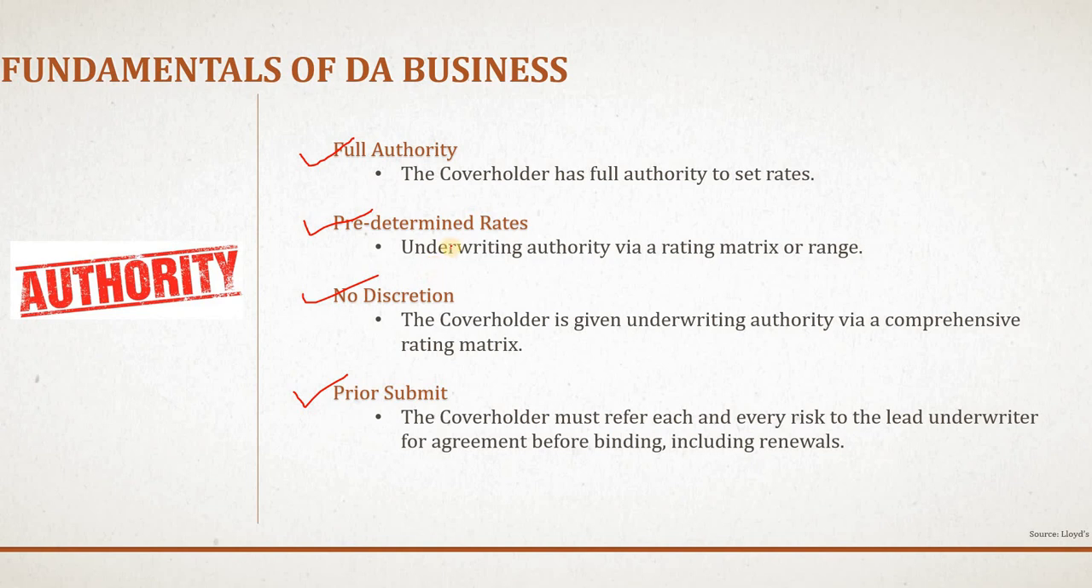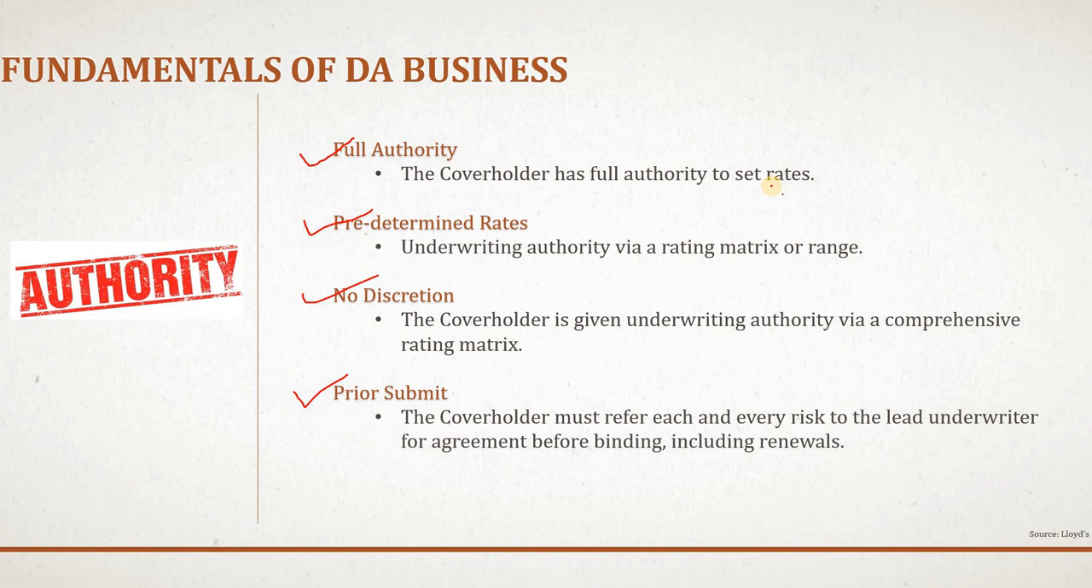So full authority level, as the name itself shows, means the cover holder has full authority to set rates. But what does it really mean? Under this authority, the cover holder will have a minimum rate and the authority to increase the rate without restriction or referral back to the syndicate. So basically it's the highest level of authority which a cover holder enjoys.